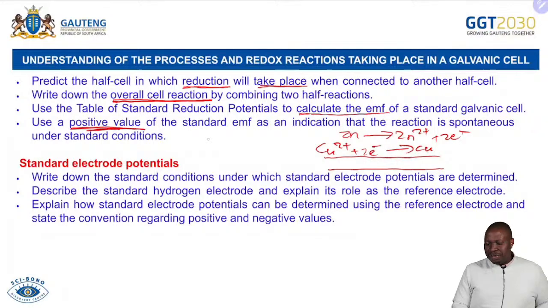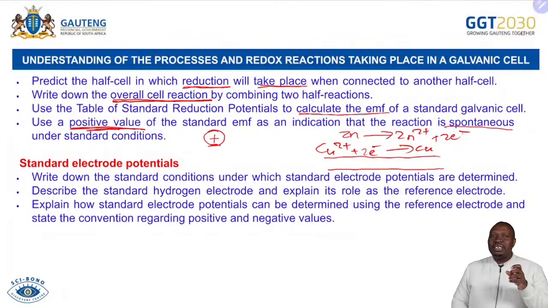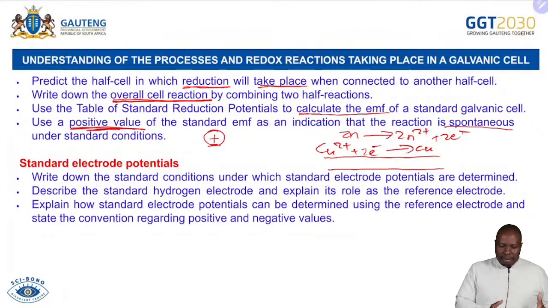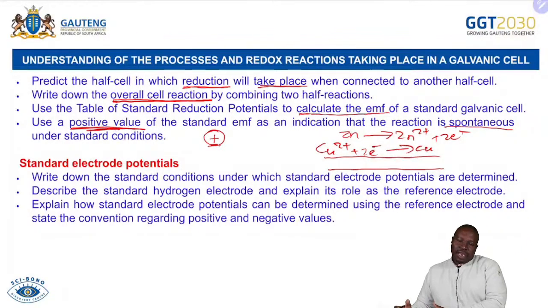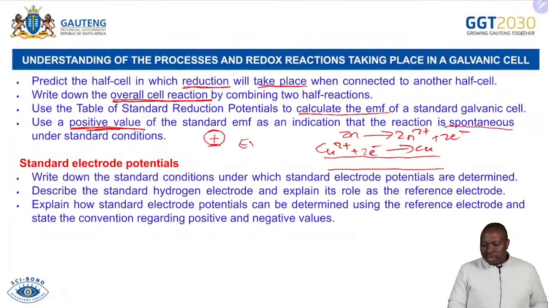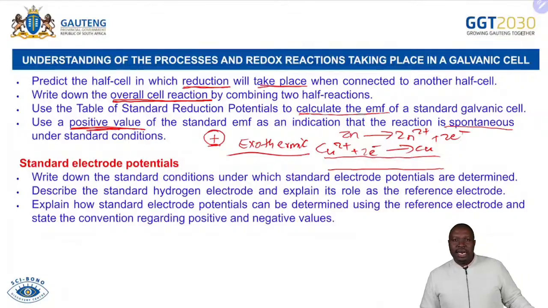When we calculate the EMF of the cell, when the value is positive, it means that the reaction is spontaneous. Remember, a galvanic cell by its nature is a spontaneous reaction, which means there is no energy that is added because we are producing energy here. Remember we said energy conversion, chemical energy to electrical energy. So this process is spontaneous, and it is an exothermic process because energy is released. You have done exothermic when you were doing rates of reactions and chemical equilibrium.